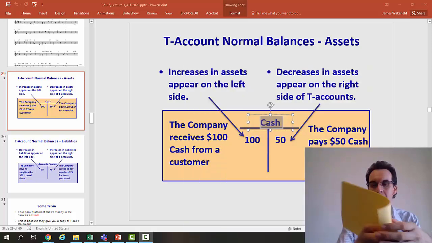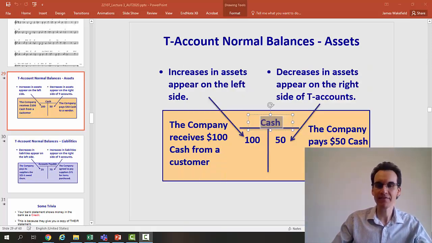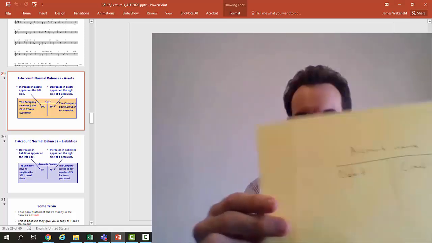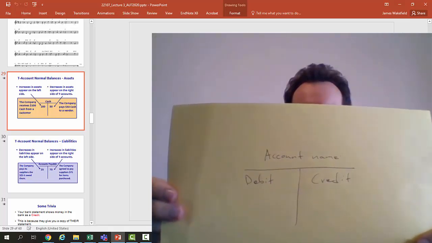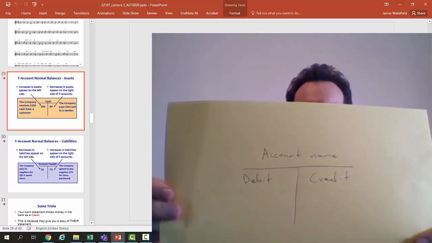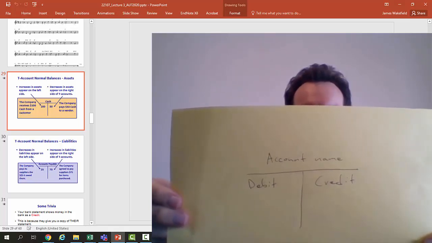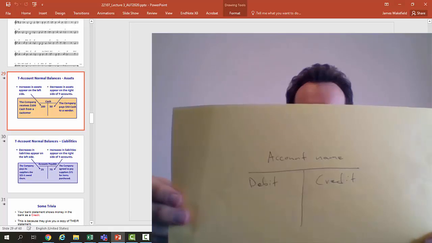So the debits are on the left side of the T account, right? So this side is debit. Credits are on the right-hand side of the T account. So I want you to make sure that you write credit on that side. So there we go. Debits on the left, credits are on the right. So make sure that you write that on a piece of paper, because this is, again, something that we're going to refer to throughout today's class and in the following weeks.